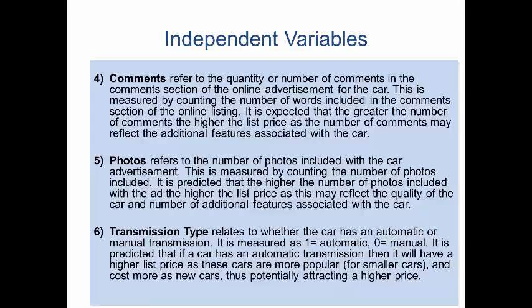Lastly, I've included transmission type, and this relates to whether the car has an automatic or manual transmission. It's measured as 1 is automatic, 0 is manual. It is predicted that if a car has an automatic transmission, then it will have a higher list price, as these cars are often more popular, especially for smaller cars, and the cost when they are new is generally higher, generally attracts a higher price, and so I would expect this in a second-hand car as well.